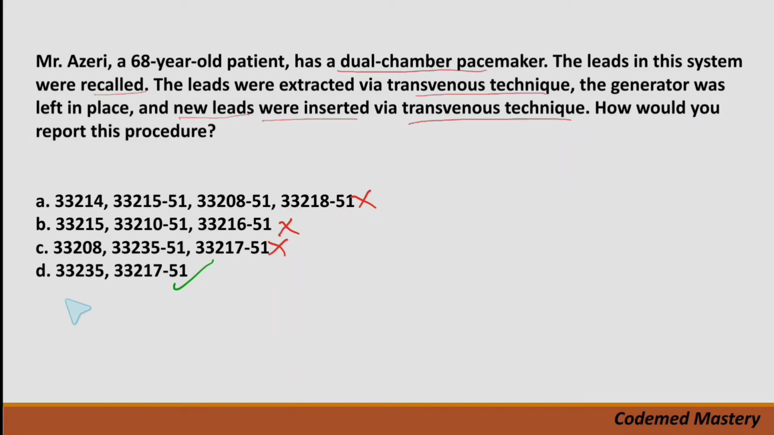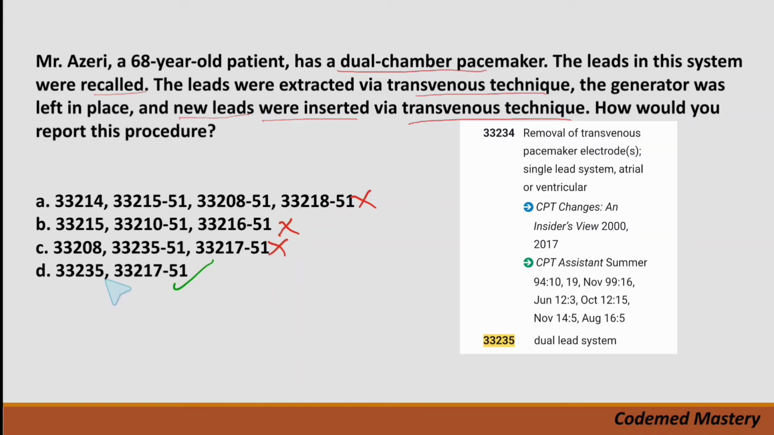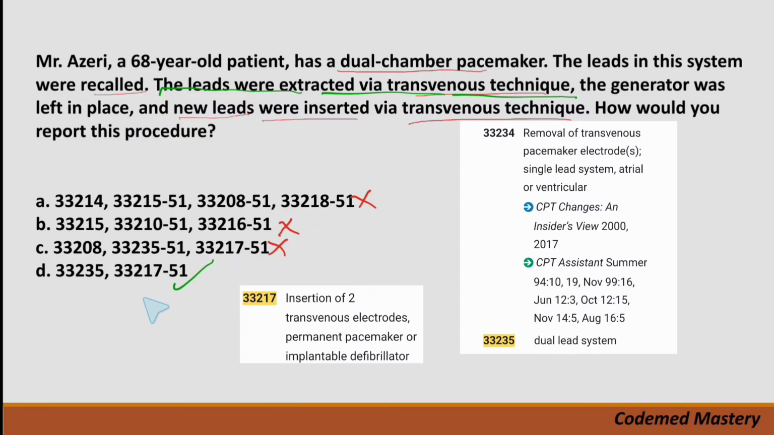Let us check how. Check the code 33235, that is for removal of transvenous pacemaker electrode, dual lead system. In our question also there is dual chamber and also there is removal of transvenous pacemaker electrode. You can check here. The leads were extracted via transvenous technique. So that is matching with our code 33235, and 33217 is for insertion of two transvenous electrodes, permanent pacemaker or implantable defibrillator. So here insertion of two transvenous electrodes is taking place. You can check in the question, the new leads were inserted via transvenous technique. So leads means electrode, right?